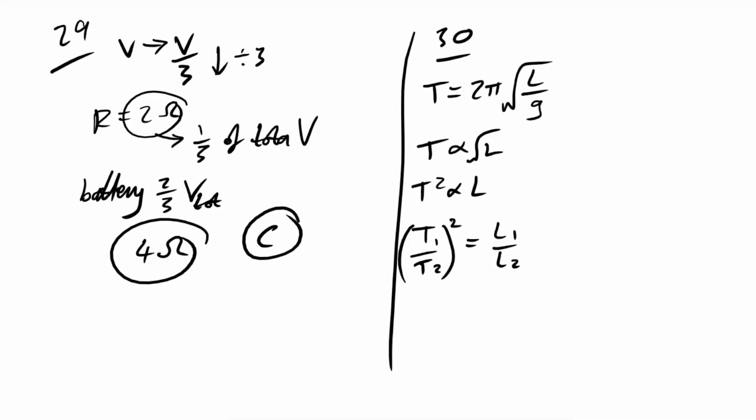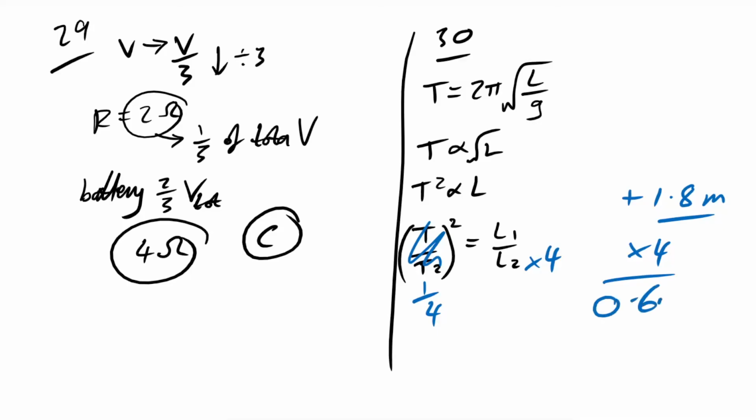We know that time 2 is double. So therefore this whole thing turns into a quarter. So that must mean that the length has also gone up by a factor of 4. So therefore, if it's gone up by 1.8 meters, then that must mean that, well, what was it to begin with? But that means it's times by 4. Then that means that the original length must have been 0.6 meters.